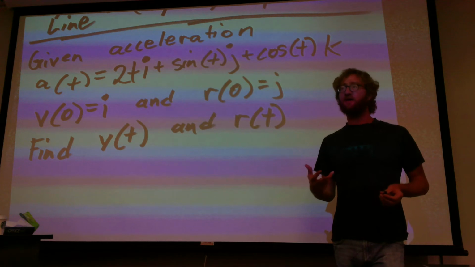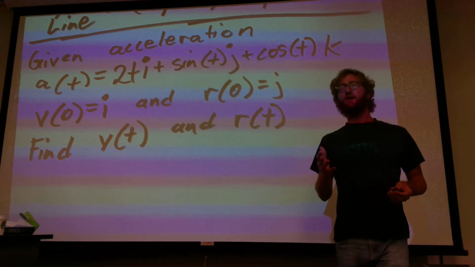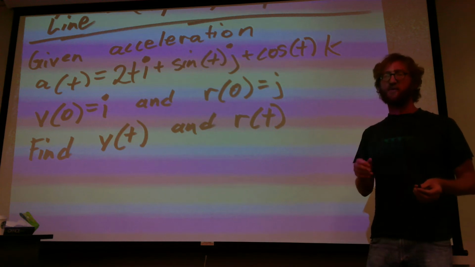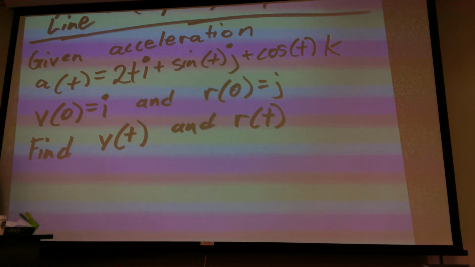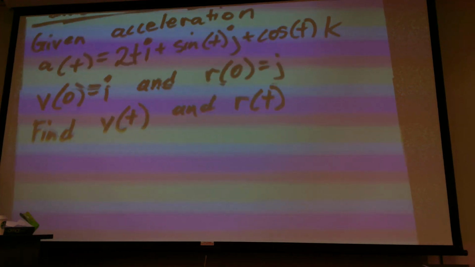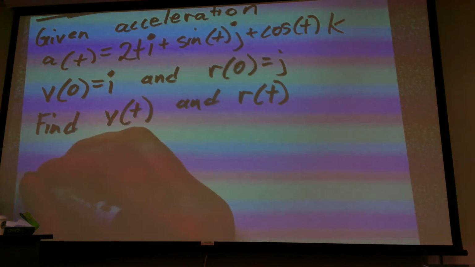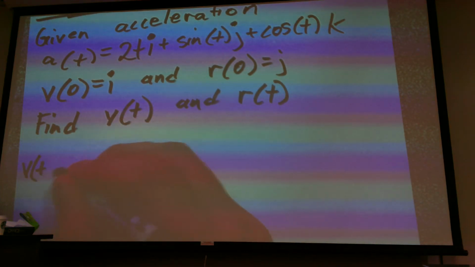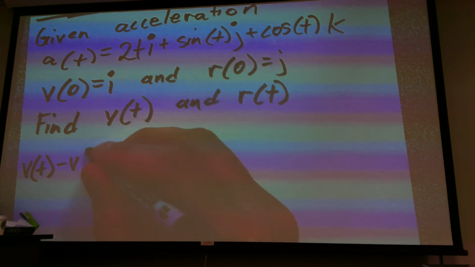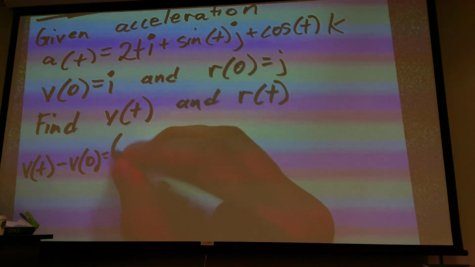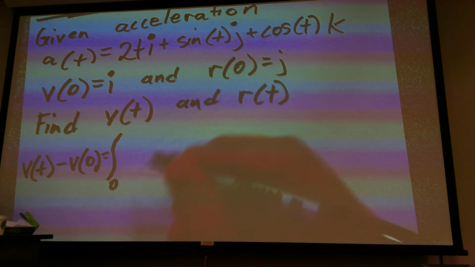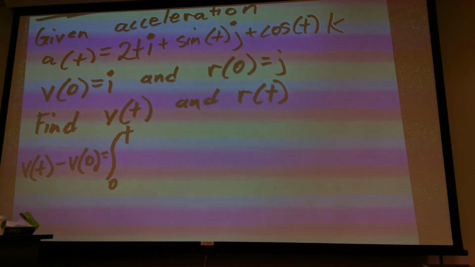Okay? It just means I'm integrating this with respect to x, but my boundaries are going to be in terms of 0 and 2. Okay? So, through the fundamental theorem of calculus, v of t minus v of 0 is going to equal the integral from 0 to t. That's why we're making a change of variables: this is v of t, this is v of 0. Our boundaries are going to be in terms of t and 0.